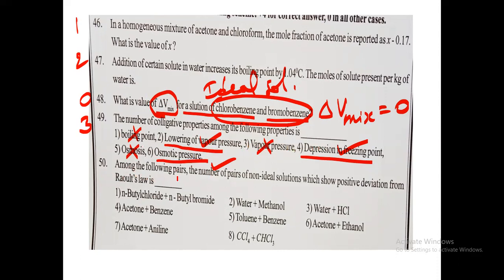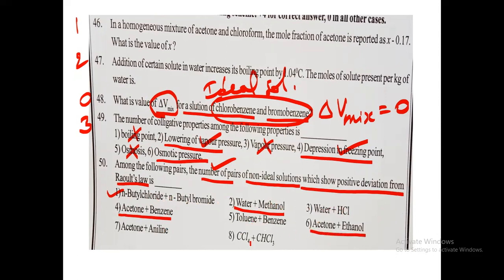Next, among the following pairs, the number of pairs of non-ideal solutions which show positive deviation from Raoult's law. Positive deviation means the solution must be non-ideal. Here n-butyl chloride and n-butyl bromide form an ideal solution. Water plus methanol shows positive deviation. Water plus HCl is negative deviation. Acetone plus benzene, positive deviation. Benzene and toluene form an ideal solution.